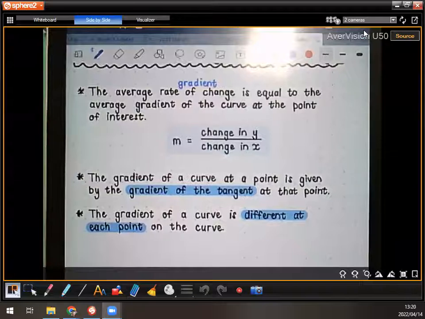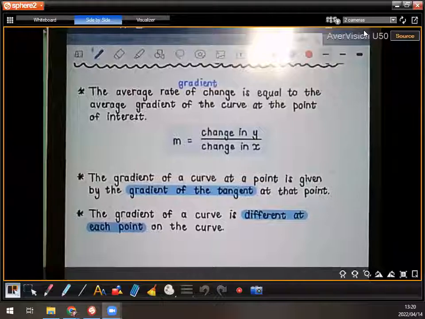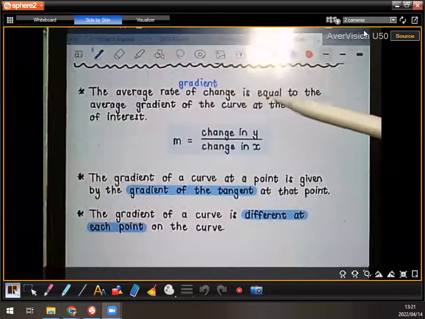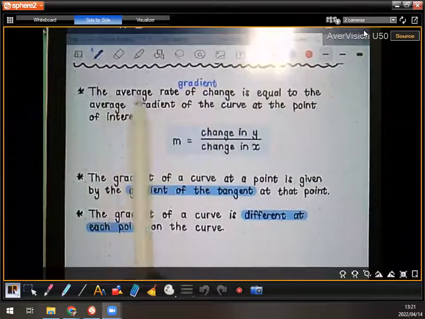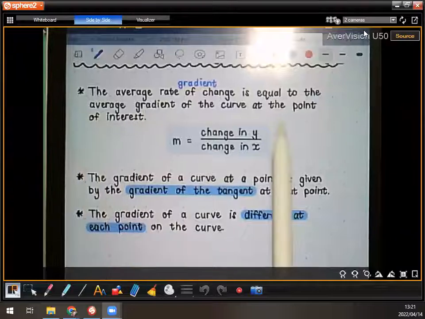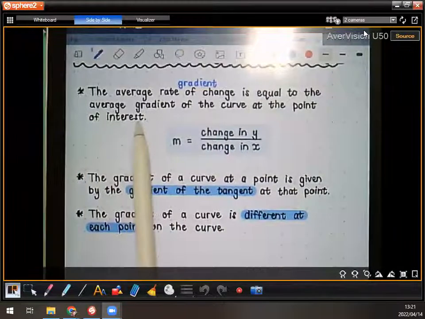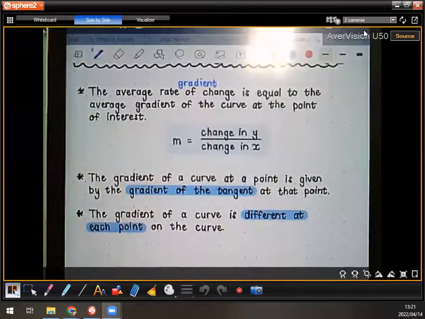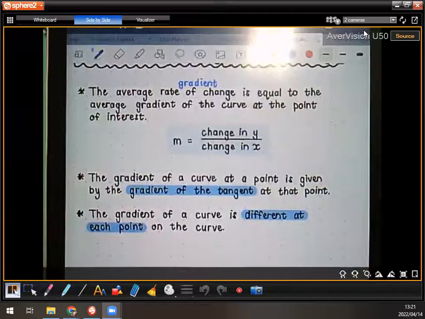Most things in life can be expressed in terms of a function. So the rate of change of any of those things, for example next term, is always the gradient. Here they're saying the average rate of change is equal to the average gradient of the curve at the point of interest. Now, this is different from what we did on Monday. On Monday we calculated the average gradient between 2 points. Do we remember that? You calculate the y values of the 2 points and use the change in y over change in x formula. So there we have the formula for gradient.